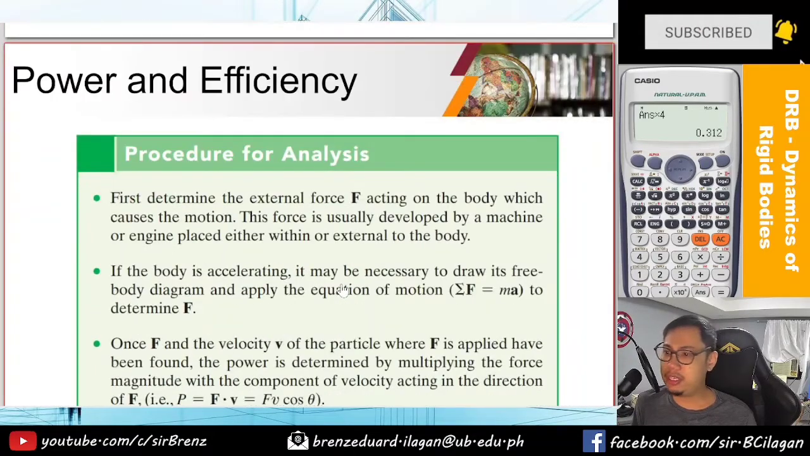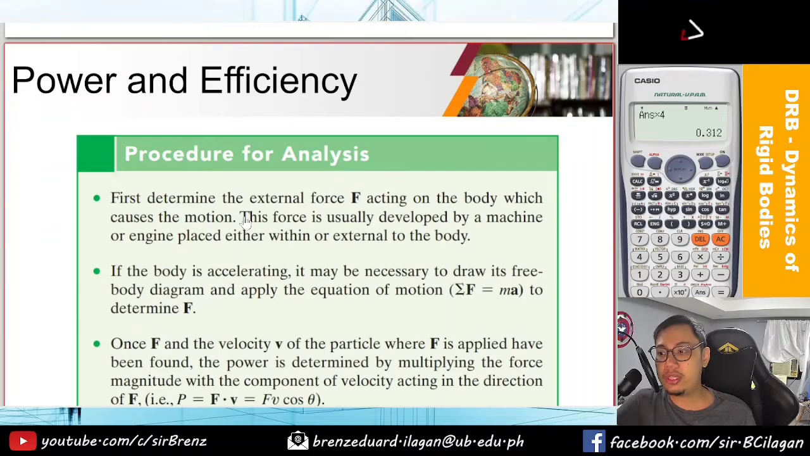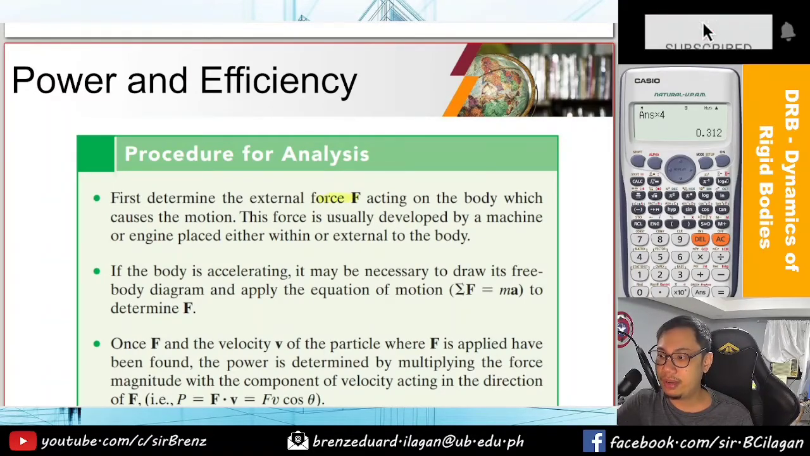So for the procedure of analysis for the power and efficiency, the first step to do is to determine the external forces. So paano ginagawa yon? So gagawa ka muna ulit ng free body diagram. Acting on a body which causes the motion, this force is usually developed by a machine or engine placed within or external to the body.